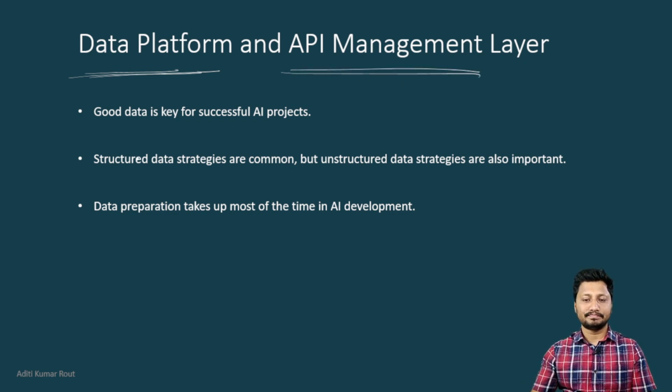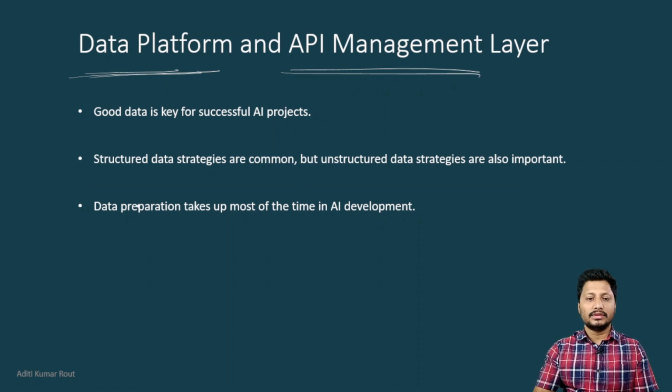API management layer means you are calling different processes or following different terminologies to process your data or collect your data and make it available for further processes. So this is the second layer, where we are dealing with the complete pre-processing of the data.